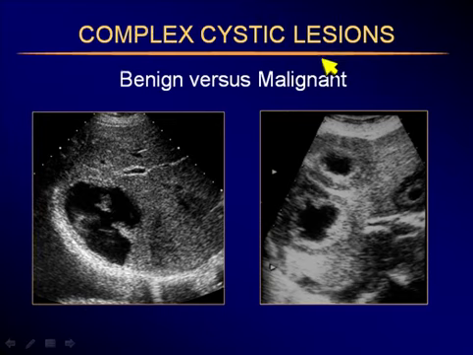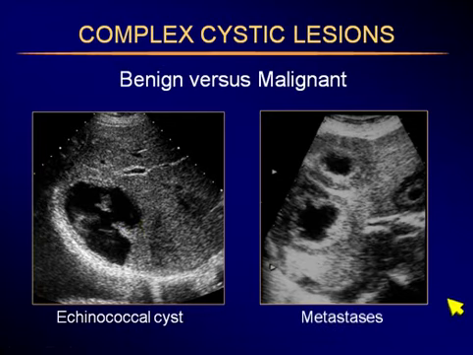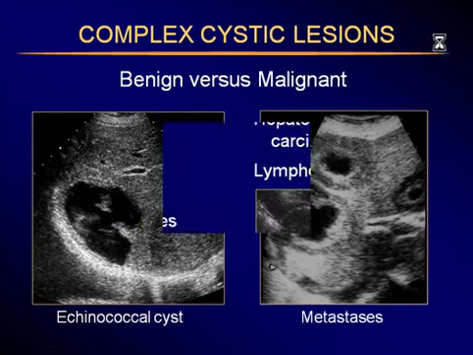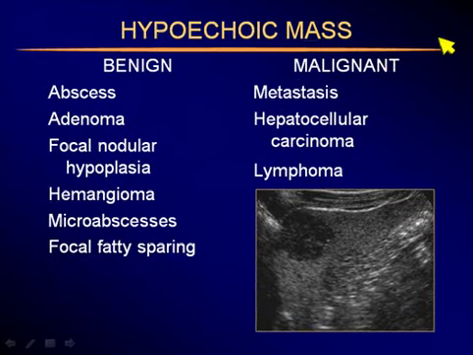Other complex cystic masses can occur. We can have benign, we can have malignant. This happens to be metastases that are complex cystic lesions. This one is an echinococcal cyst with internal debris. This one, metastases. So we can't really tell, there's nothing specific. So that's why I'd like to make just a list of hypoechoic masses in the liver. Nothing very specific about these.